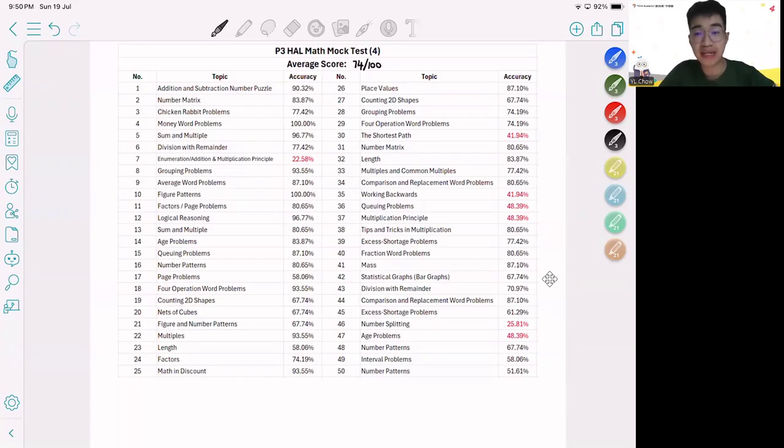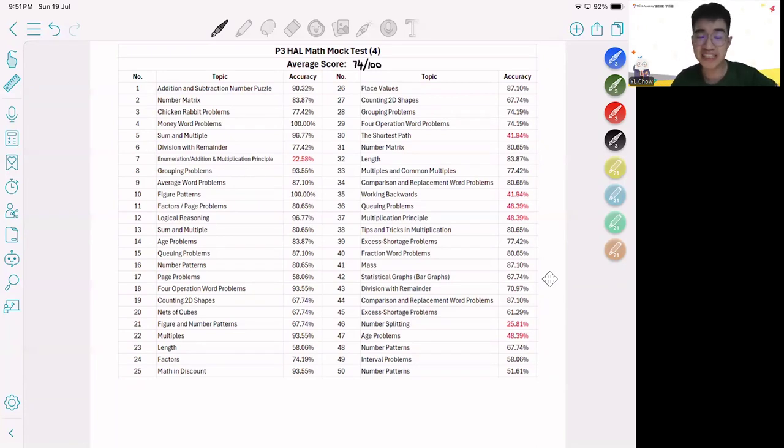Right, so we can see that in this distribution below, there are some questions which have an accuracy rate lower than 50%. Most of them are actually related to counting or enumeration problems. So we'll be looking through these problems together, and I'll walk through some of the key concepts, key tips and tricks when going through these counting problems. Also, there are some word problems as well. I'll be going through them.